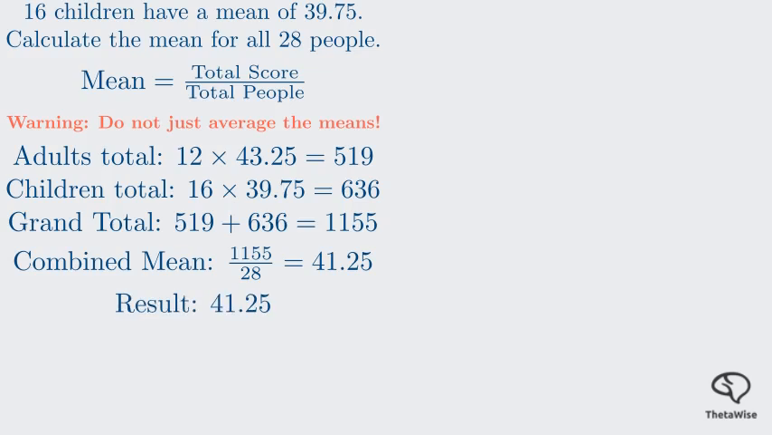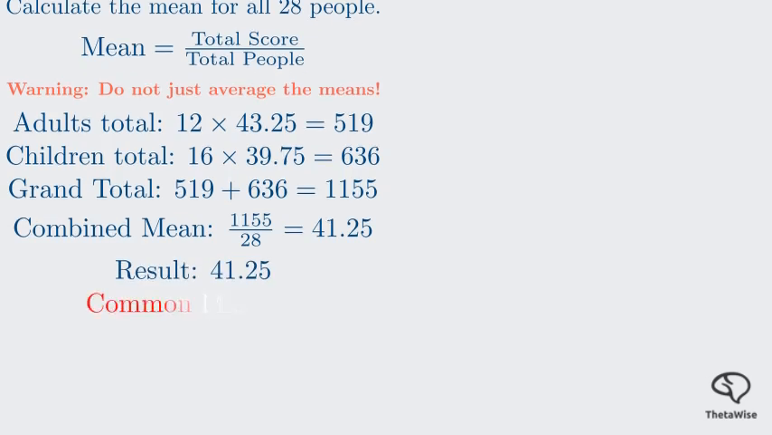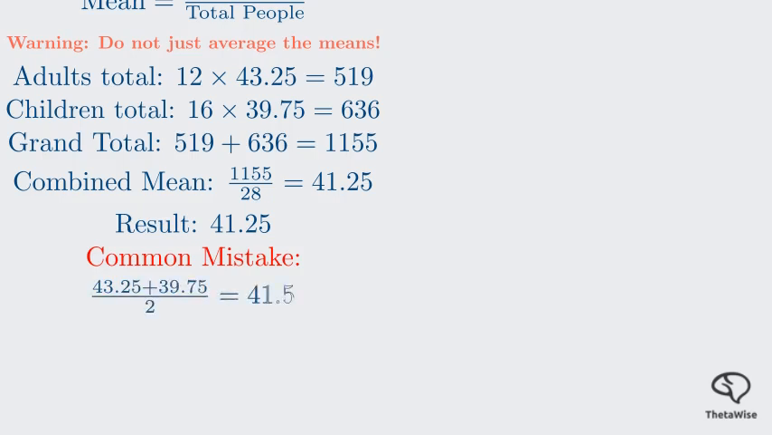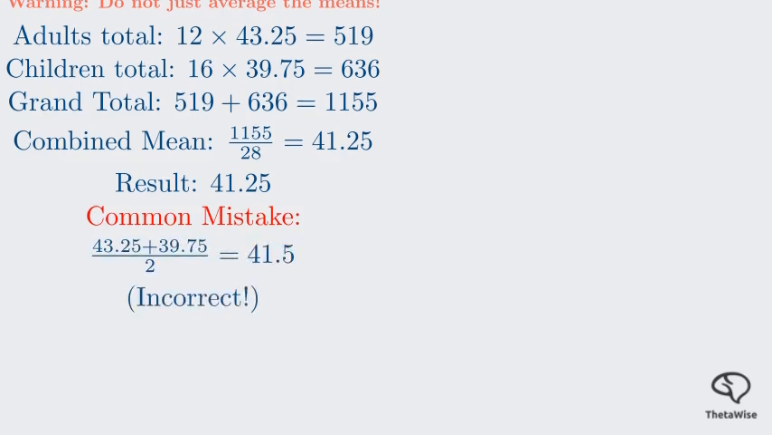The mean score for the 28 people is 41.25. Common mistake: adding the two means and dividing by 2. This only works if the group sizes are equal. Since there are more children than adults, the children's mean should carry more weight.